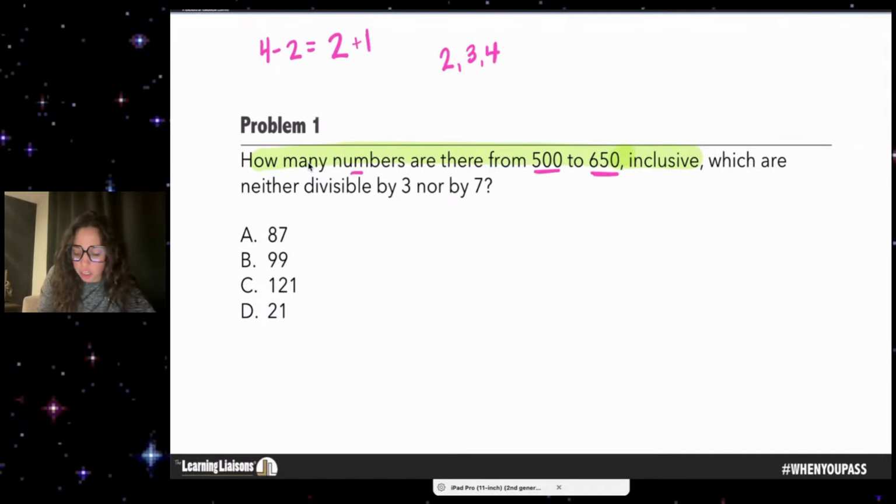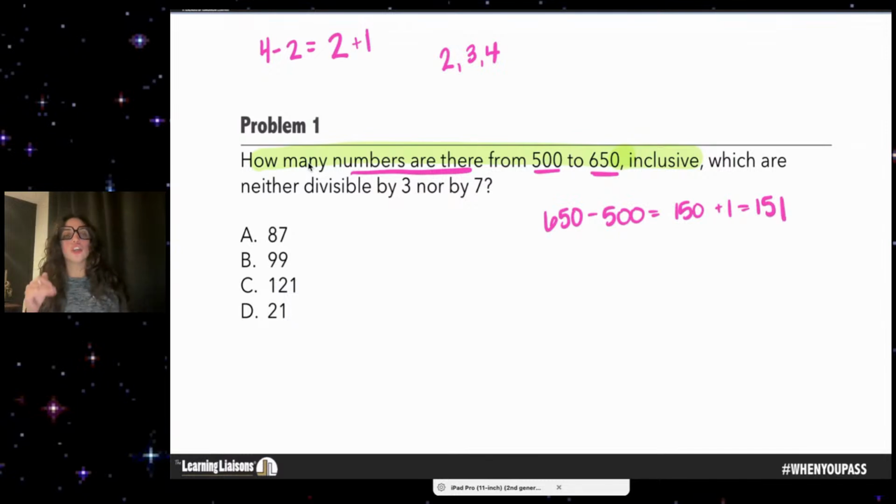So how many numbers are there just in general from 500 to 650? Well, 650 minus 500 would be 150, plus 1. There are 151 total numbers between 500 and 650. So the first step after figuring that out is we have to figure out how many of those are divisible by 3.